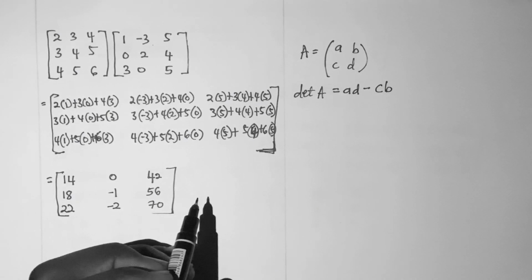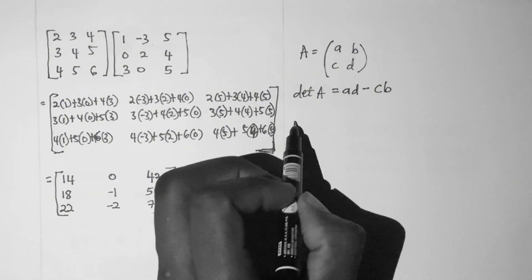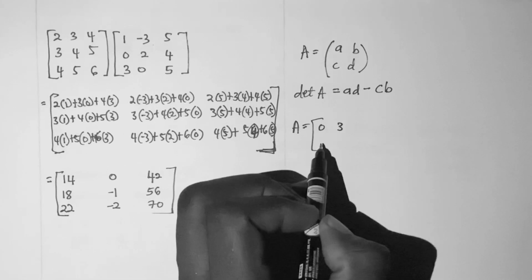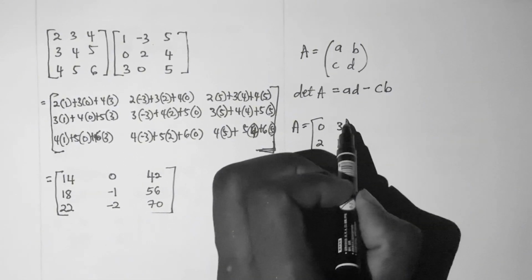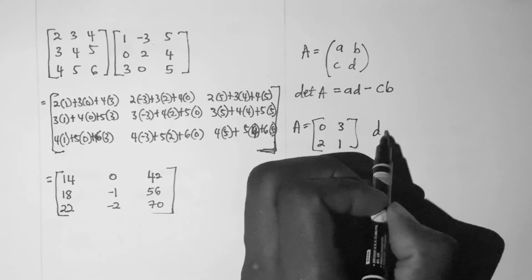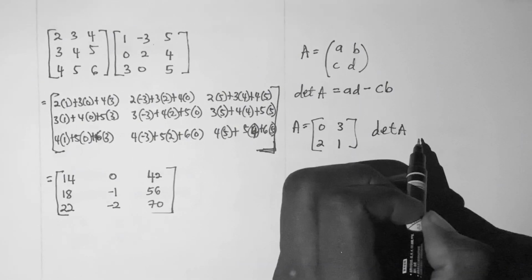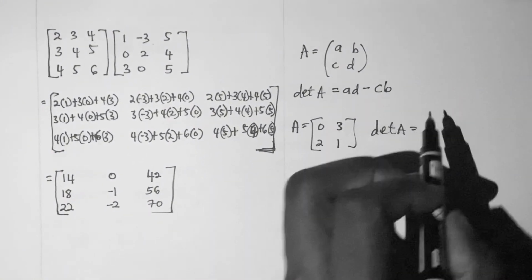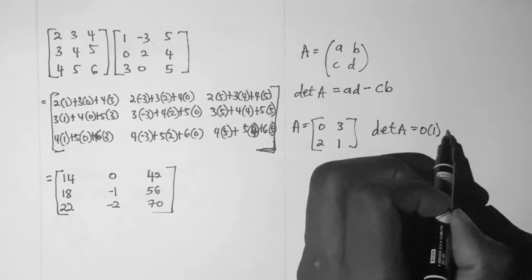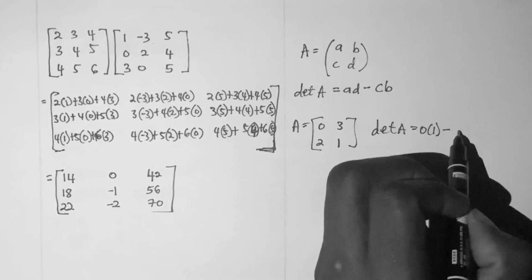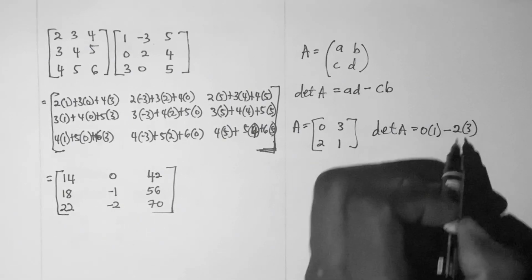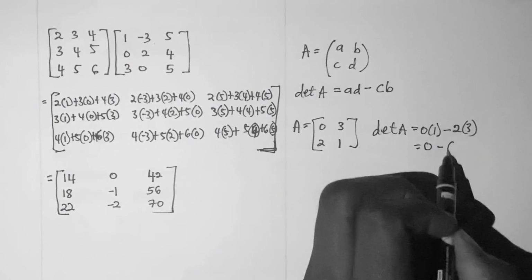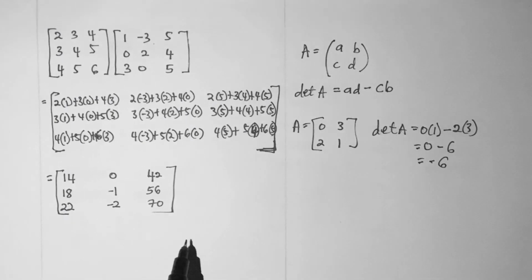Assuming we're given a matrix A equals 0, 3, 2, 1. What is the determinant of A? The determinant of A is equal to multiplying the leading diagonal, which is 0 times 1, then minus the other diagonal, which is 2 times 3. That is going to give us 0 times 1 is 0, minus 2 times 3 is 6. So here is going to give us minus 6.